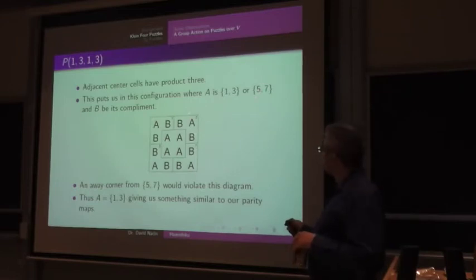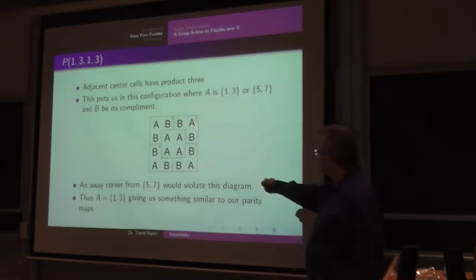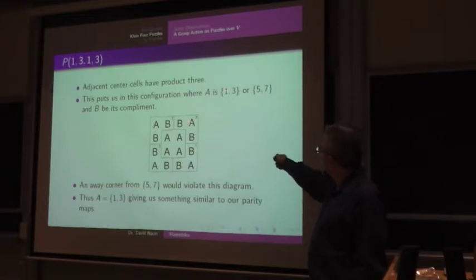But remember, I could use my home and away corner lemmas here. So if this was an away corner over here, this A would have to come from 5 or a 7. So that would mean these would have to be the other 2 entries. It would have to be 1 from this and 1 from this, which would contradict the fact that these are both coming from B. So I know that this must be a home corner, either a 1 or a 3 from that lemma there.